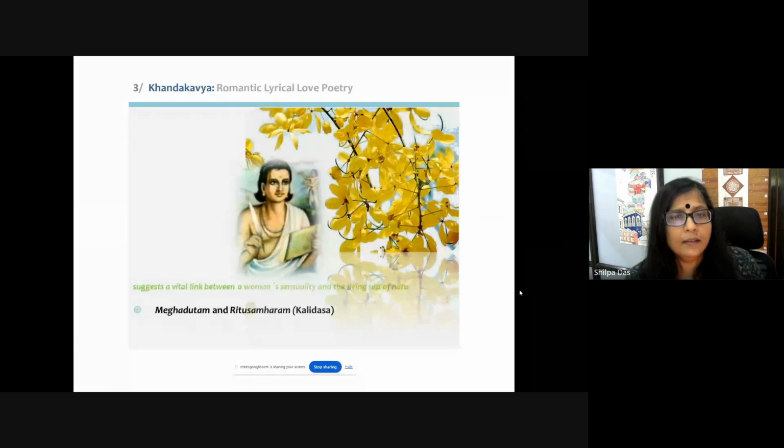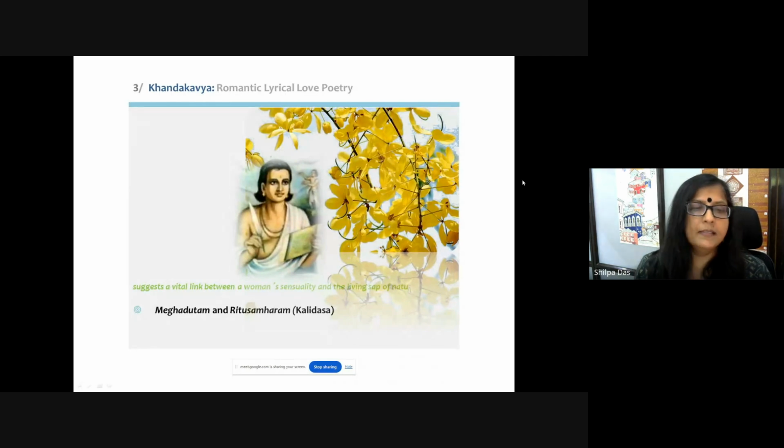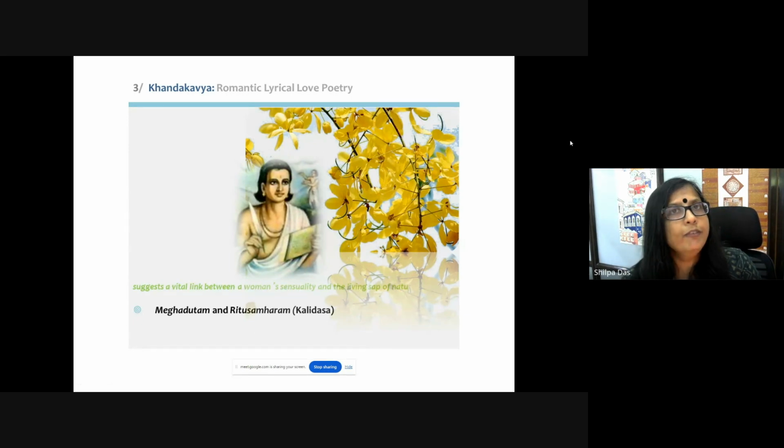Now, before I go on to Ragamala paintings, I need to give you a brief overview of the field. So we have Khandakavya or romantic lyrical love poetry that finds its acme in Kalidasa, who we know as a Sanskrit poet. The two most important works by him are the ones on the slide, Meghadutam and Ritusamharam, which set the tone for everything that follows in this tradition.